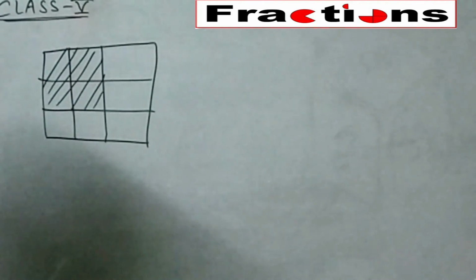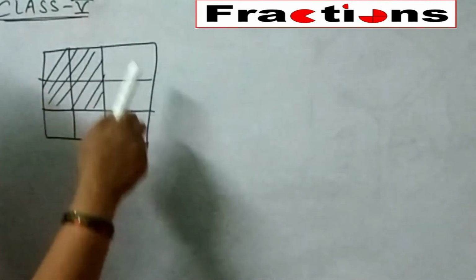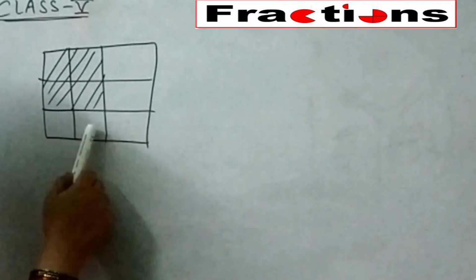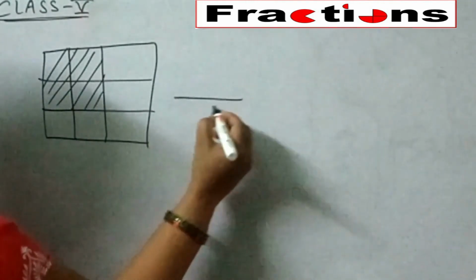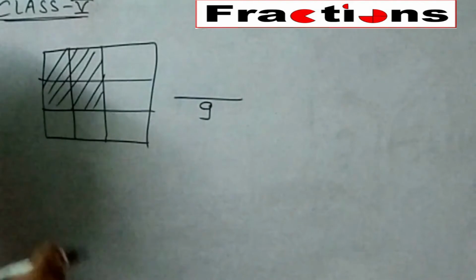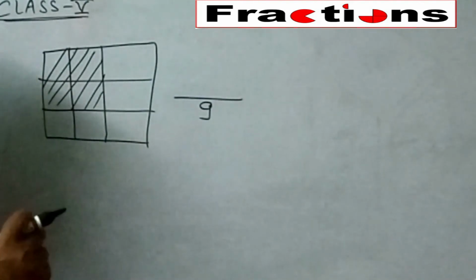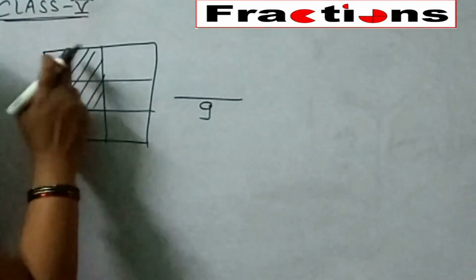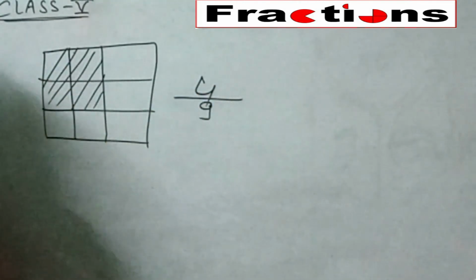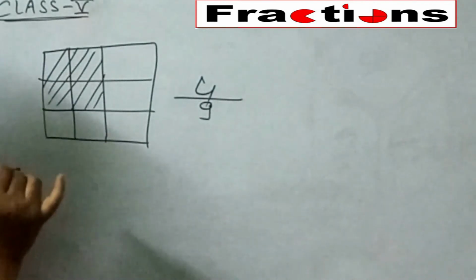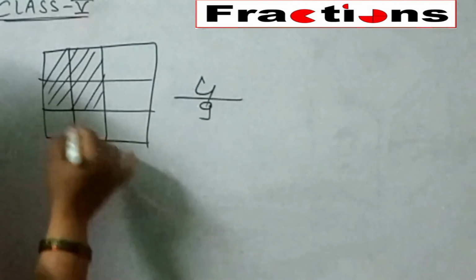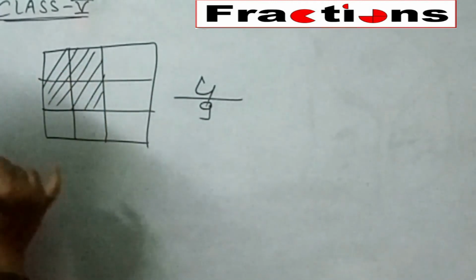So how to write this picture as a fraction? Students, see here, first we have to count how many boxes are here. 1, 2, 3, 4, 5, 6, 7, 8, 9. The total number of boxes is 9. So in the down place, the denominator, you write the total number 9. And see how many are shaded here. 1, 2, 3, 4. So in the upper number, as the numerator, you write 4. So this diagram is the fraction 4 by 9.